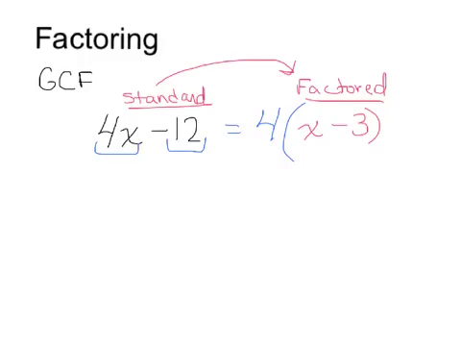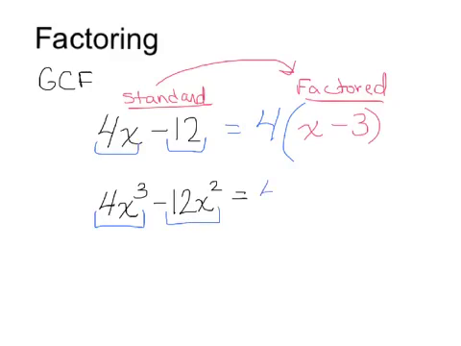Let's go a step further. Let's say I'm given 4x to the third minus 12x squared. If I look at the 4x cubed and the 12x squared, I've still got 4 in common, but I've also got the x cubed and the x squared. So the greatest common factor would be 4x squared, which would leave me with x minus 3 in the end. Once again, that's the factored form.